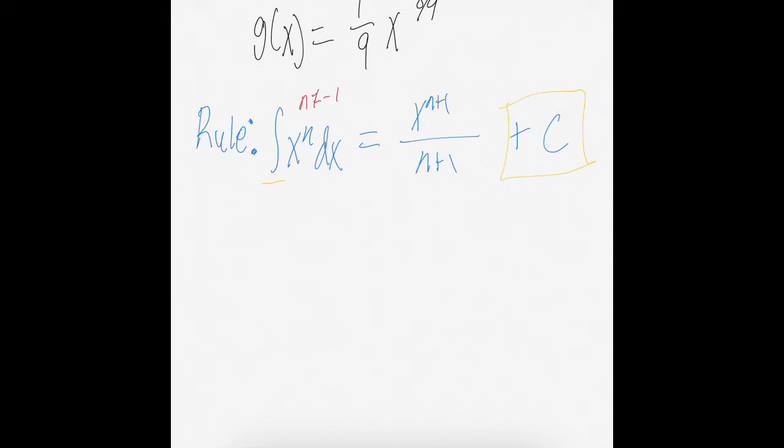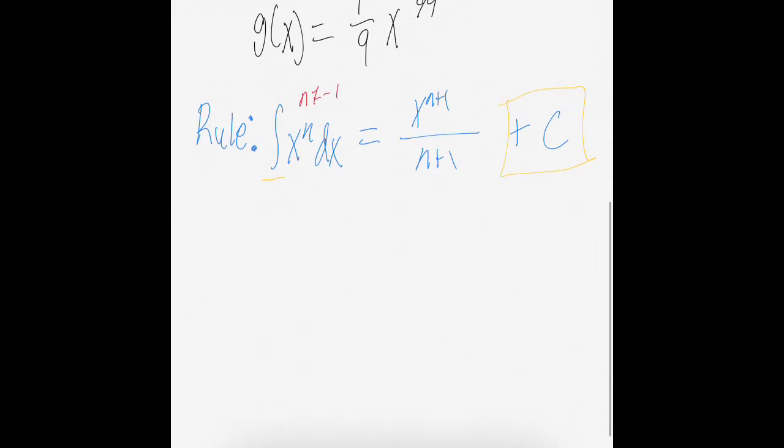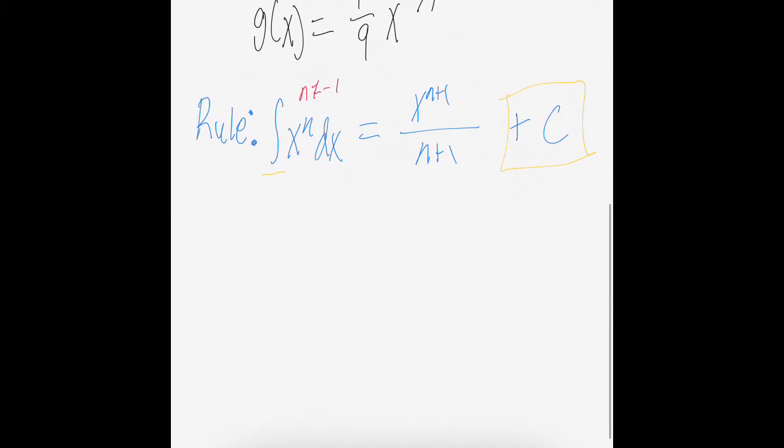if n is equal to -1, then this is going to break. But anyways, the way that we integrate this, or the antiderivative of this, is going to be x to the n plus 1 over n plus 1, and we're always going to have this plus c at the end. This is so important, this plus c.